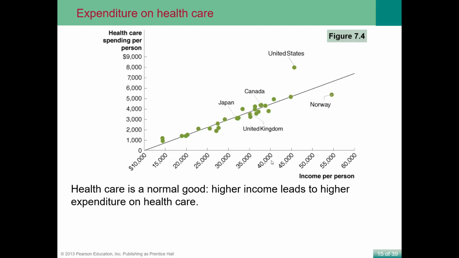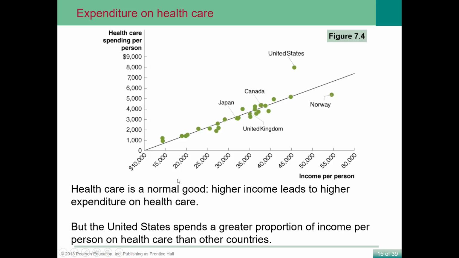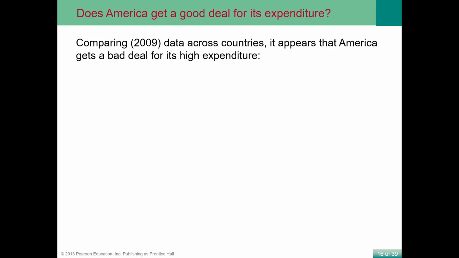Healthcare is a normal good. The higher income leads to higher expenditures. Remember, we talk about in supply and demand a normal and an inferior good. So a normal good, the more money we have, the more we might be willing to spend on healthcare. And the other scenario is the more money you have available, you might push for more tests. You might question this. You might have more elective things. You might spend more on things that are covered outside of the insurance or other things like that. So it's a normal good. But the United States spends a greater portion of income per person than any other country, right? So comparing data across countries, it appears the United States is getting a bad deal.